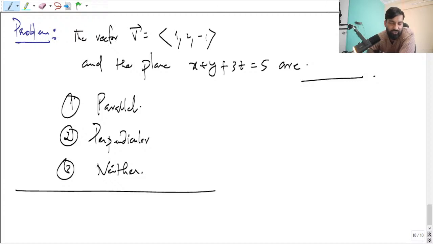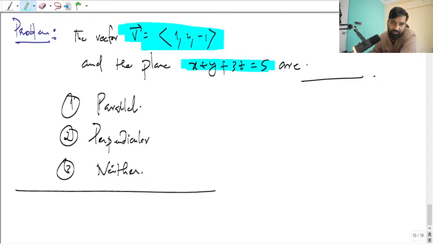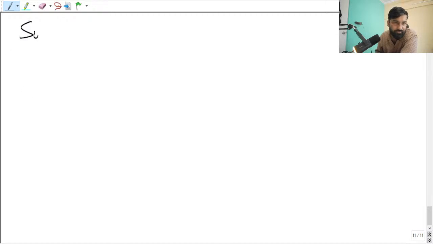So what is the equation here? The example is this, right? The vector is given and the plane is given, and now they are asking whether they are parallel or perpendicular, or neither, right? So what is the solution? How to understand that? From experience you will understand in future, but here we can do something mathematically.